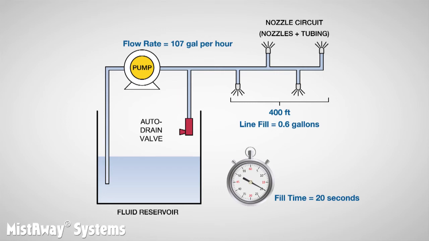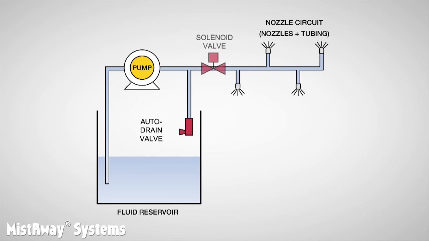If you've programmed a 45-second mist cycle, that means you'll really only get 25 seconds of misting before the pump shuts off. So clearly we need to find a way to leave fluid in the line between mist cycles. MistAway accomplishes this by incorporating a solenoid valve in the tubing between the auto drain valve and the nozzle circuit. At the end of the mist cycle, the valve closes, leaving fluid in the lines and ready for the next mist cycle. But when does the valve close?